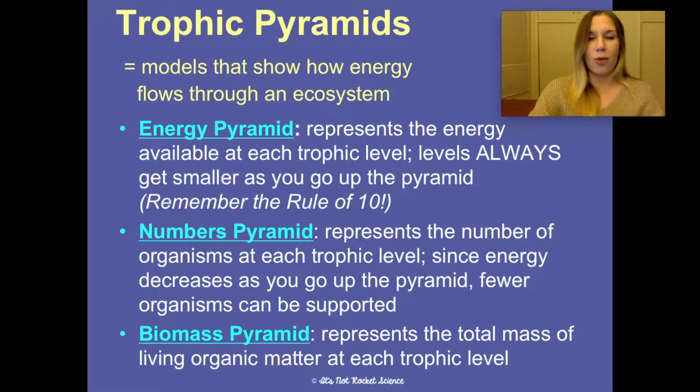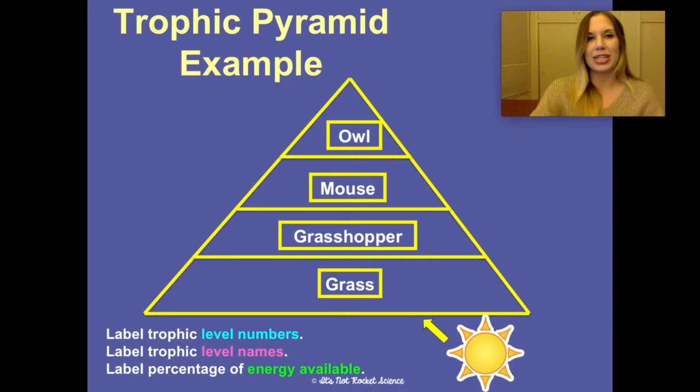Okay. Almost there. Last but not least, I'm going to show you an example of a trophic pyramid. So here we have our 4 types of organisms we've been talking about this whole video. Down here we got the grass, then we got the grasshopper, then we got our mouse, and then at the very tip top we got our owl. So let's start off first and label our trophic level numbers. So at the bottom where grass is sitting, that would be considered level 1, and then level 2, level 3, and level 4. So these are, remember, trophic level numbers.